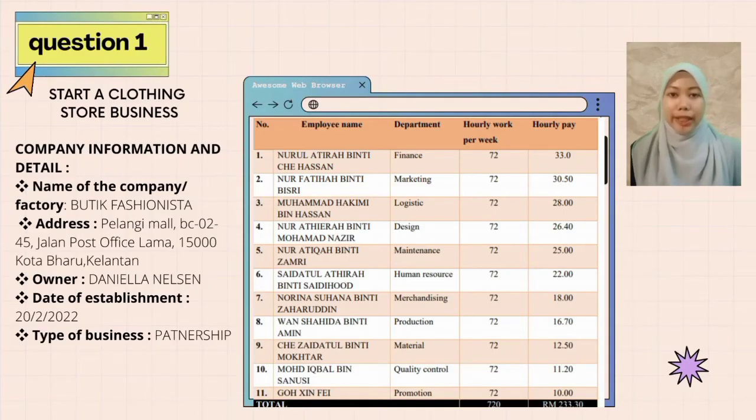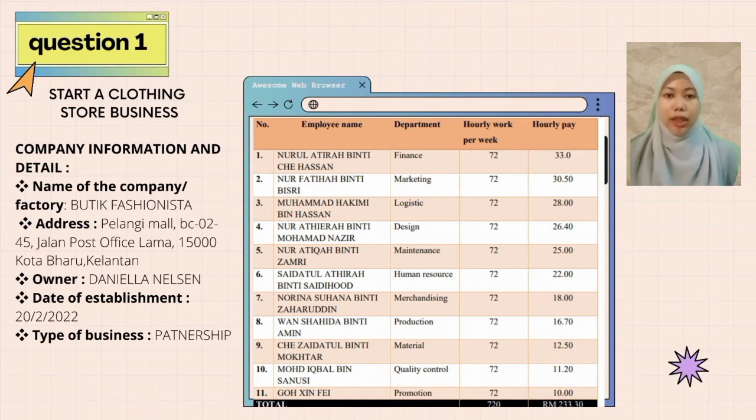Company information and detail. Name of the company: Boutique Fashionista. Address: Pelangi Mall, BC 0245, Jalan Post Office Lama, 15000 Kota Bharu, Kelantan. Owner: Dalilah Nelson. Date of establishment: 2022. Type of business: partnership.